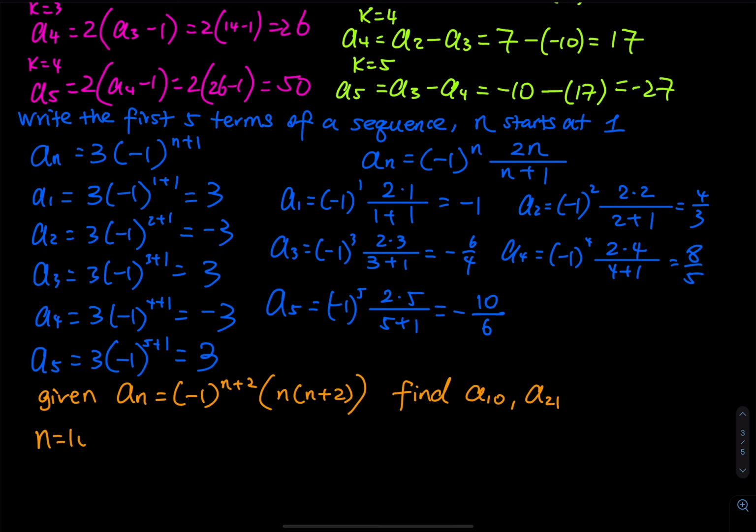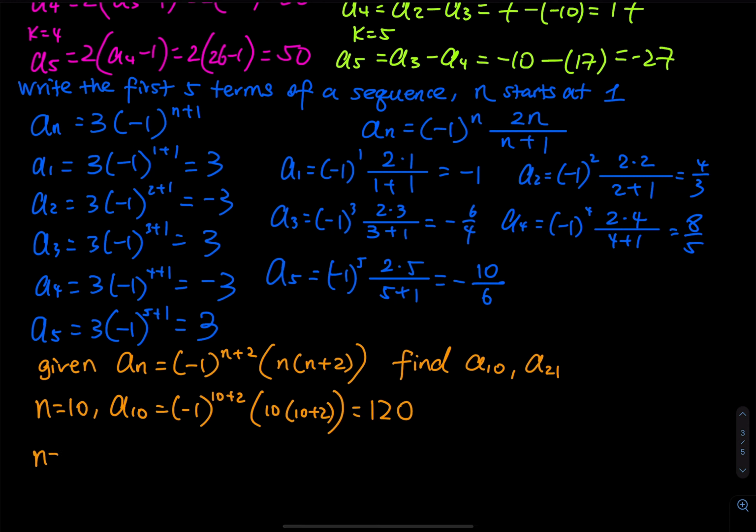So n equals 10. Then you have a of 10, which is negative 1 to the 10 plus 2, and then times 10, 10 plus 2. Alright, negative 1 to the 12, the negative sign is gone instantly, and then you have 10 times 12, that is 120. How about 21? Then you have a of 21, this is negative 1 to the 21 plus 2, so 23, you have a negative in front. And then 21 times 23, that is 483.